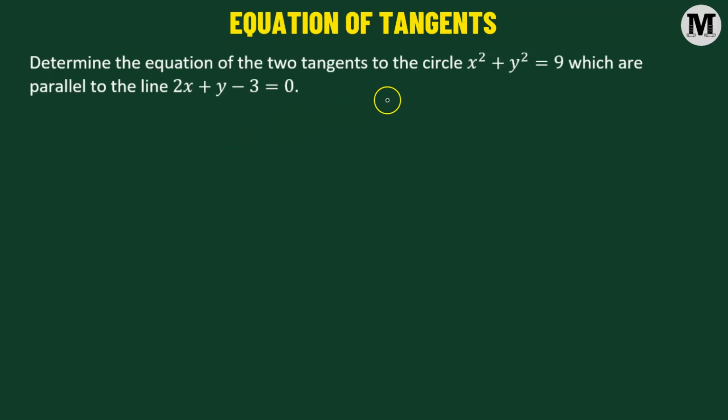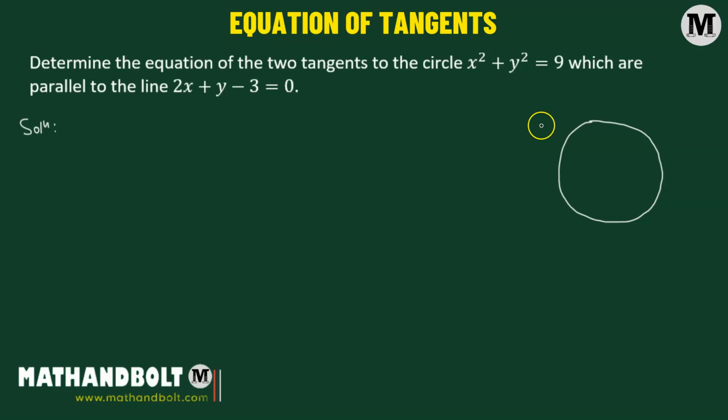Determine the equation of the two tangents to the circle x squared plus y squared equals 9, which are parallel to the line 2x plus y minus 3 equals 0. Let us begin. So here, in this problem, let's say we have the circle whose equation is known.